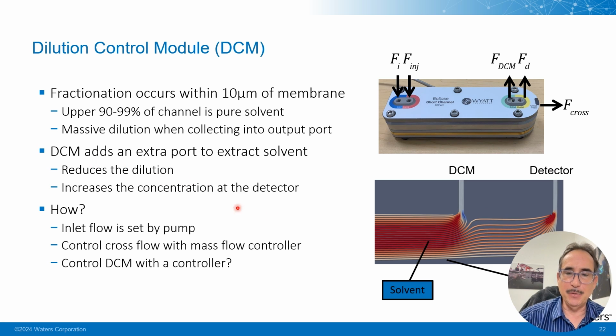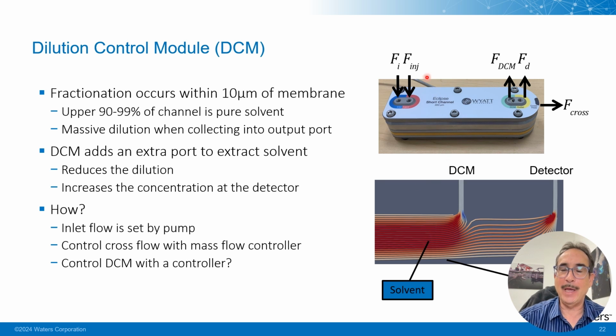And the net result is, if I can take most of the solvent off, let's say I take 2/3 or 3/4 of the solvent in this area and bring it into the DCM port, the net result is there's less dilution that happens at the detector, and you see the concentration at the detector port go up. So we call it the dilution control module because we're really reducing the dilution, or effectively increasing the concentration, in the detector port. Now the question is how to do this.